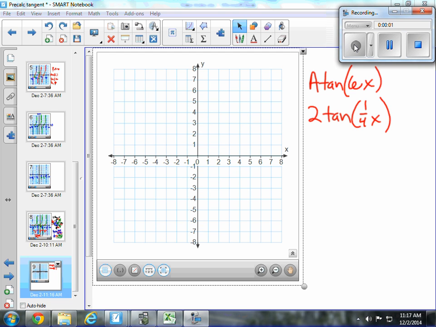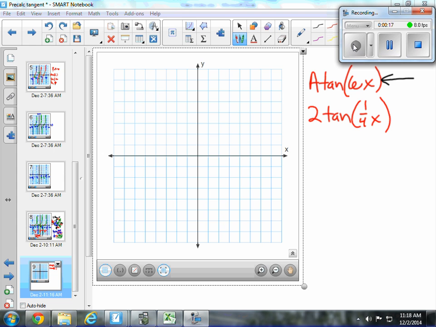What if we need to graph a tangent function that takes the form of a tangent omega x? So for example, let's graph 2 tangent 1/4 x. Well, I always want to start the graph of tangent with my asymptotes.